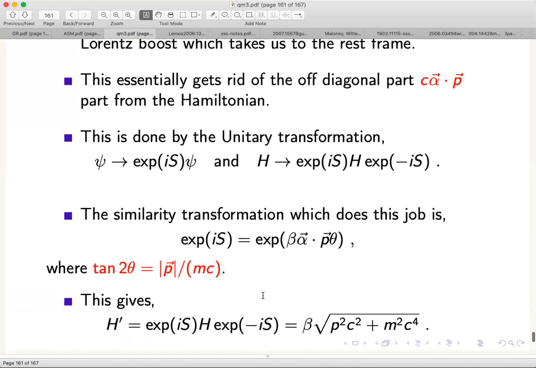Okay, fine. So you use this and compute this quantity. Okay, you get a Hamiltonian h prime, which is written as beta times square root of p squared c squared plus m squared c to the fourth. Now you may think that this is cheating.